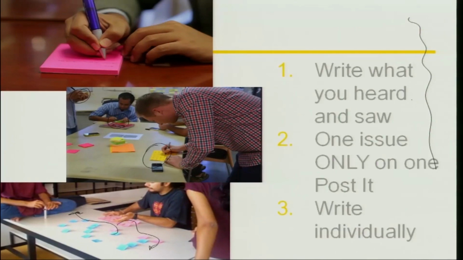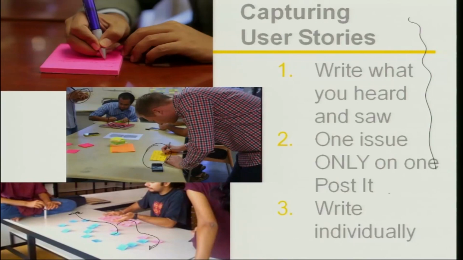So that natural forming of groups is easily done with post-it notes. So this is what you do. Write what you heard and saw, only one issue on one post-it, and write individually. If you're working in a team, do it individually. No discussions. Everyone writes their thoughts on the post-it. Time for discussion is later, right?